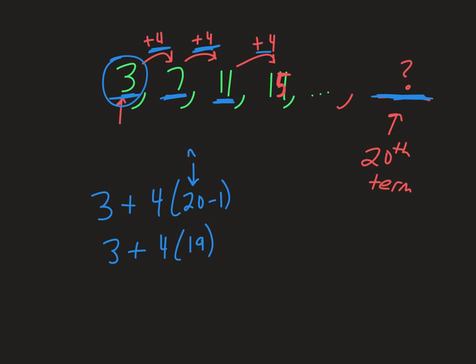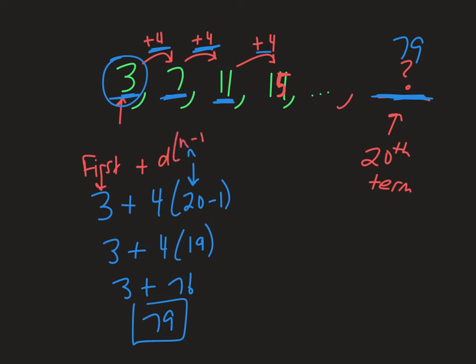4 times 19 should be 76, and 3 plus 76 will get us a term way out here. The 20th term in that list should be 79. So that's the concept. It's always going to be starting out with the first term, plus whatever that common difference is, we'll just call that d, times n minus 1. Hopefully you can see why that's working. And that is the beginning of finding patterns.